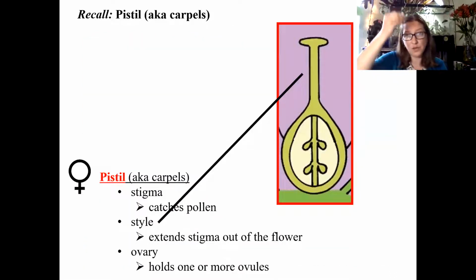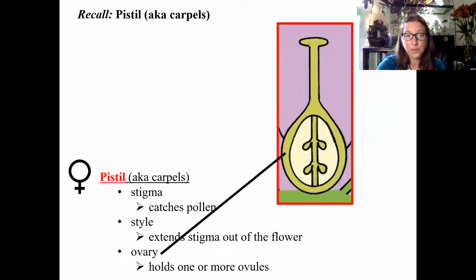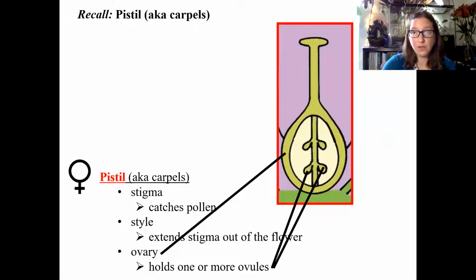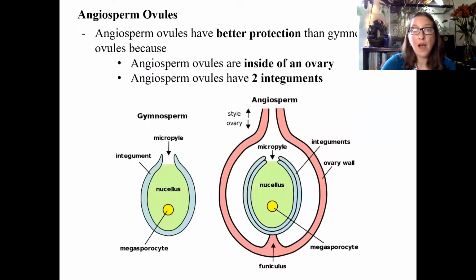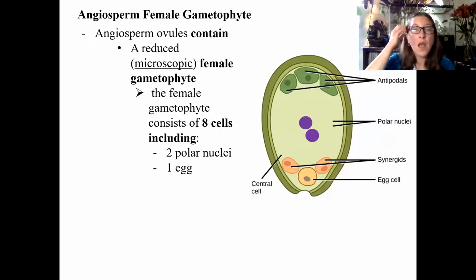Then you have a style, which is a long thing that holds the stigma out of the flower. And then you have an ovary, which has inside of it one or more ovules, depending on the species. We know that angiosperm ovules are inside of an ovary, so they are better protected because of that, and also because the ovules themselves have 2 integuments. I covered that at the top of the class. Now we're looking just at an angiosperm ovule.